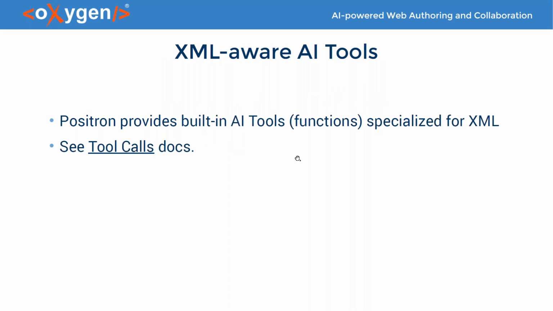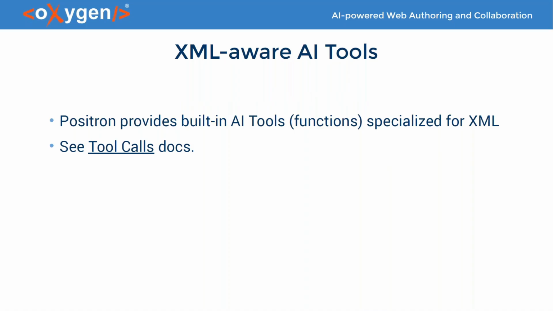Okay. About the XML-aware AI tools. The tools are interfaces or functions that the AI has access to, and with those tools, it can interact with the documents or with the project. Positron comes with many built-in AI tools or functions that the AI can invoke, such as the tool to search in the project for other files or documents. It has a tool on DITA to find similar reusable content.